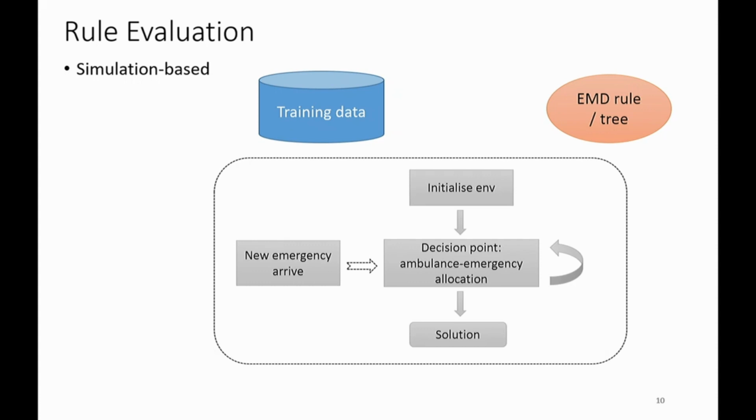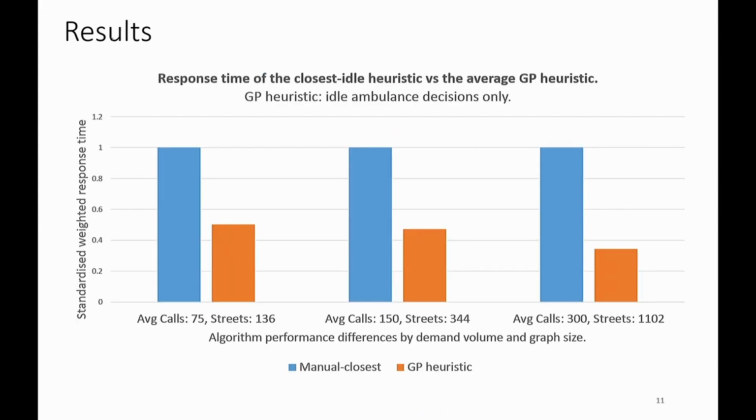We have this simulation process, and we put the training data in at different steps of the simulation, and also put the rule in to make the decisions during the simulation. And finally, we output how good this rule is. The whole thing is used to evaluate the rule, and then we use genetic programming to iteratively improve and search for better and better rules.